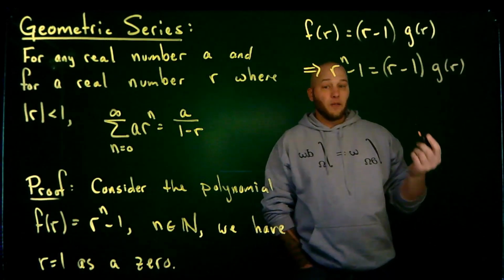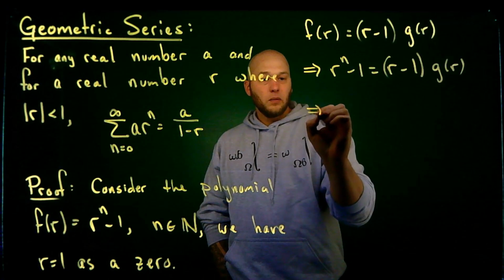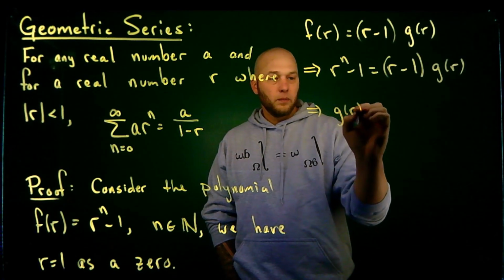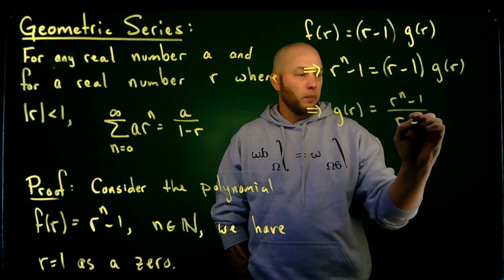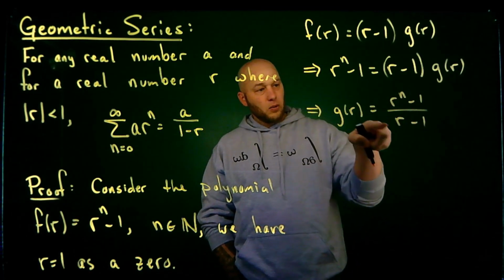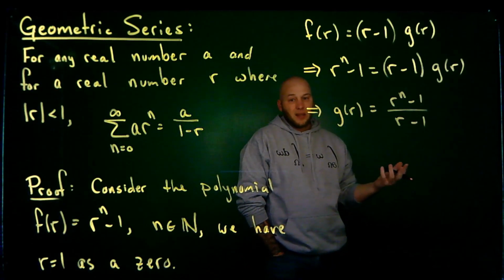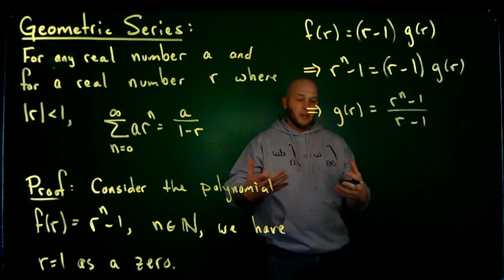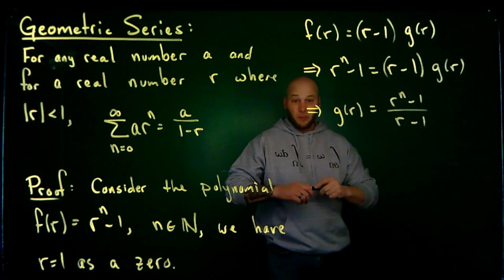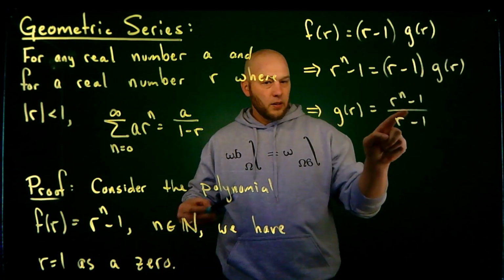Now, I can find g of r by dividing r to the n minus 1 over r minus 1. And this right here is actually applicable for, say, synthetic division. I could use long division, but I think synthetic division allows us to bookkeep a little bit easier. So let's go ahead and use synthetic division.